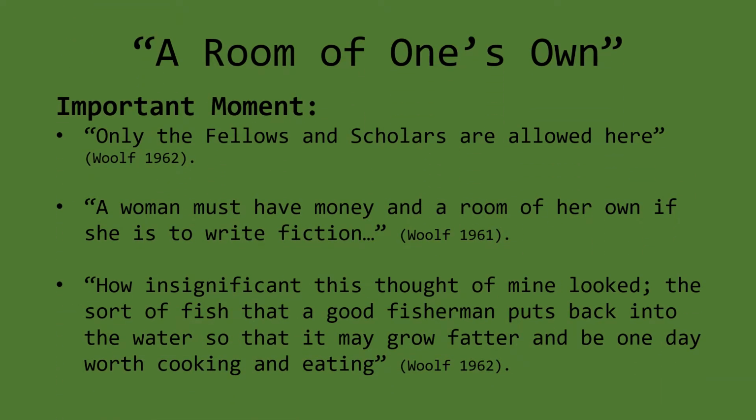The most important quotes and moments that I found in this text are listed on this slide. The first quote is while Judith is walking towards an area that only the fellows and scholars are allowed to be in. There's a guard nearby at this time that's keeping a very close eye on her and making sure she's not going too close to it. The second quote is the whole idea of the entire argument. It describes why women during this time period couldn't be influential, and it's because of the lack of freedom that they're allowed to have.